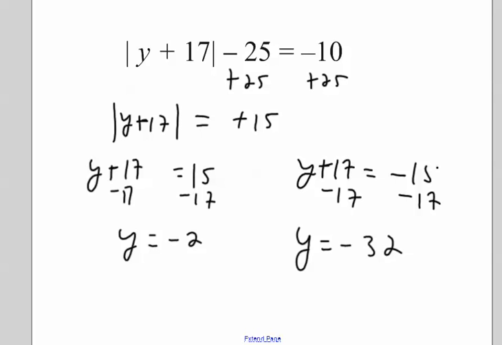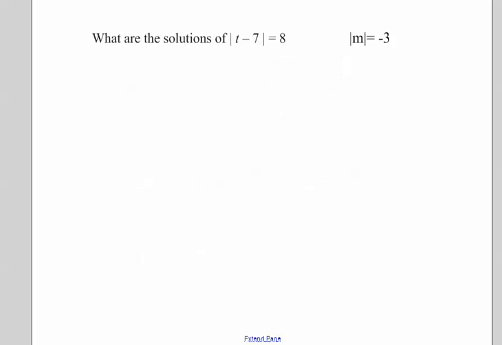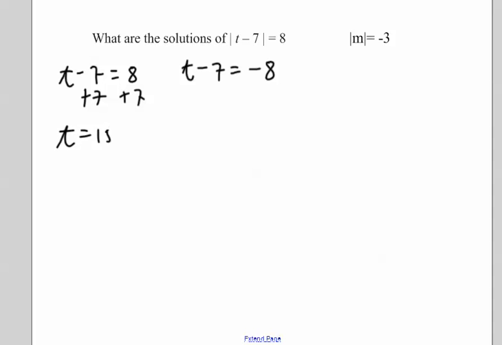All right, seems pretty easy enough. Let's look at a third example. Here are two more examples. What are the solutions of the absolute value of t minus 7 equals 8? I'm going to set it up as t minus 7 equals 8 or t minus 7 equals negative 8, and I'm just going to go ahead and solve. Add 7 here, add 7 here, and t is 15. And I add 7 here and add 7 here, and I get t is negative 1. Those are my two possible answers.